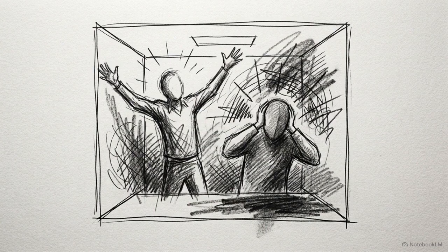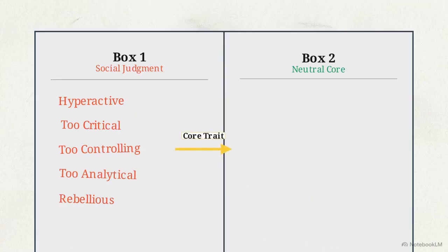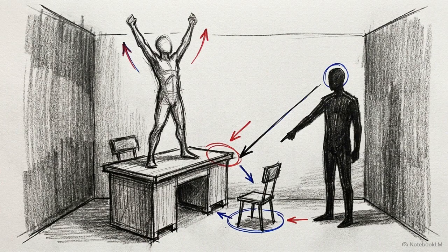Context defines how we label behaviors. A motor mouth in a quiet office is a liability. That same person is a charismatic communicator when leading a sales presentation or teaching a class. Identify the objective behavior that drives your box 1 weakness and write that neutral version in box 2. A weakness is a sign of a strength currently being applied in a hostile environment.